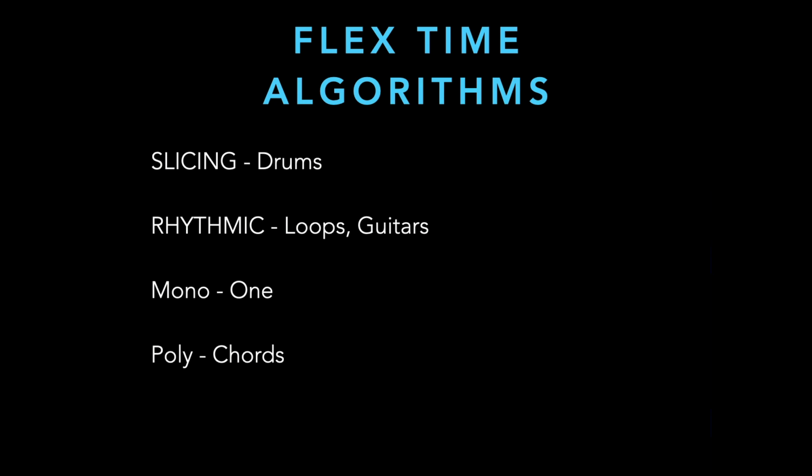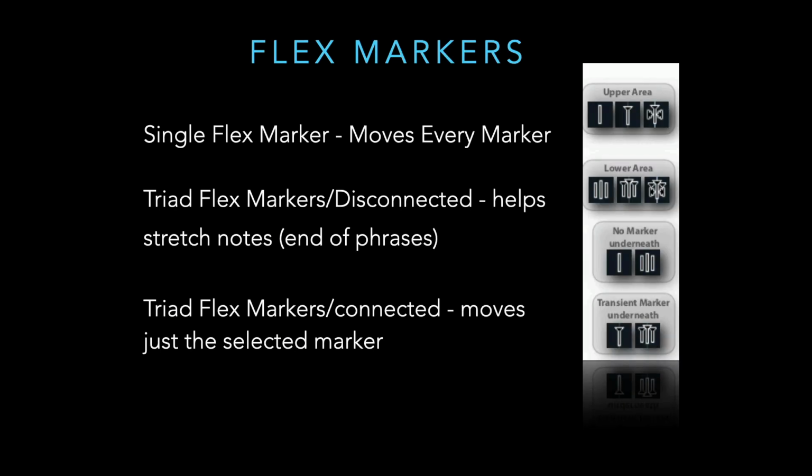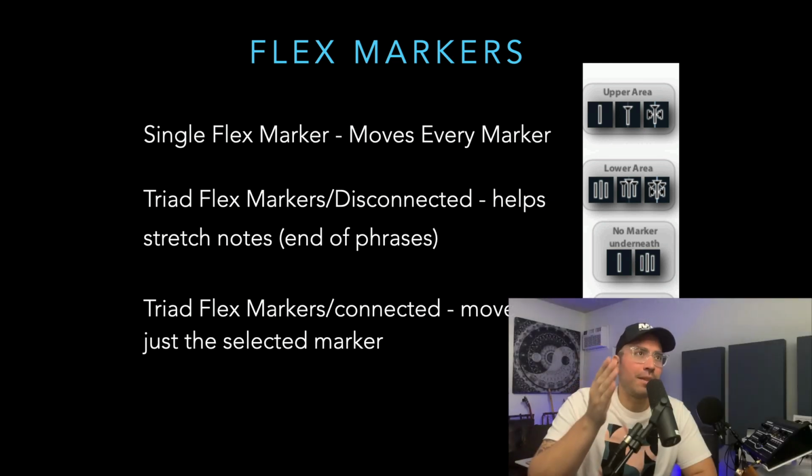So once you have analyzed the material and you set the appropriate algorithm, we can really start to take advantage of flex markers. Now, there's only three you really have to know. The first is called single flex marker. And if you look at the top of the illustration here on the right-hand side, that's what a single flex marker looks like. Now, depending on where you hover that flex marker, it's going to look a little bit different. And I'll explain more of the behavior in a second.